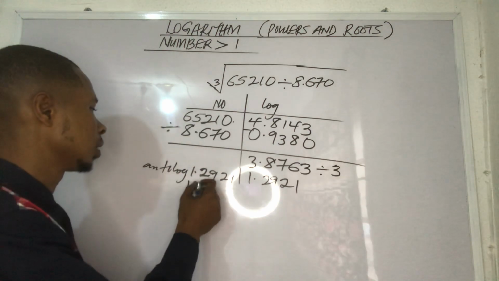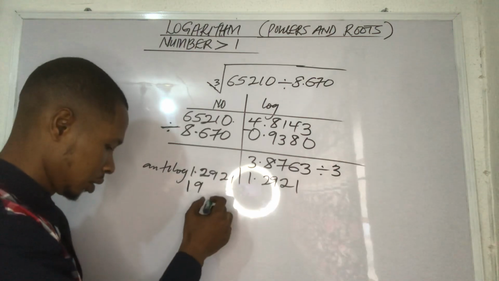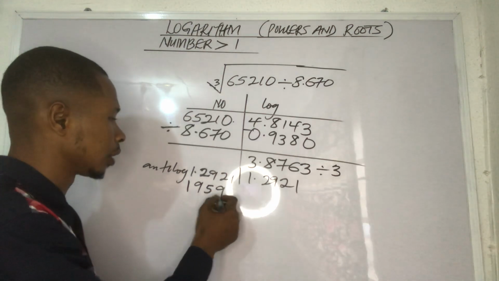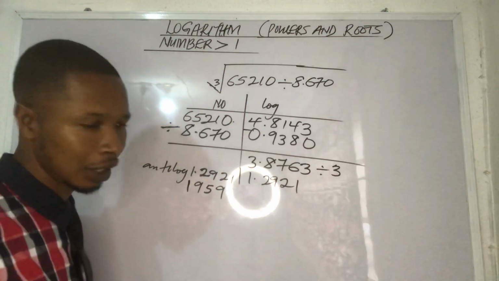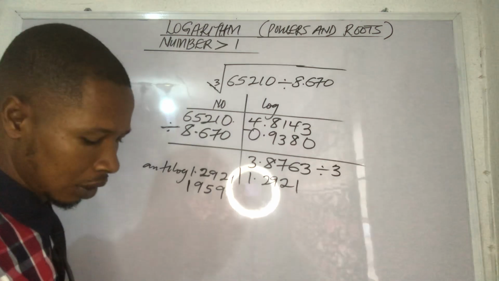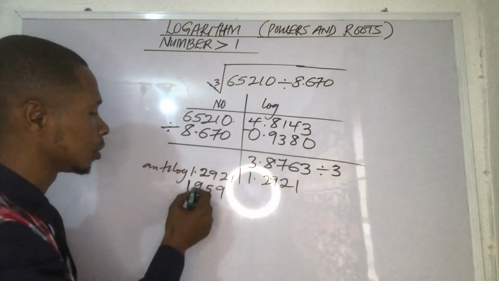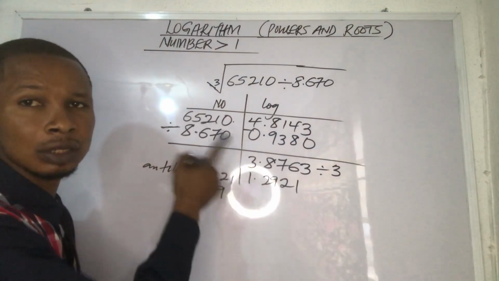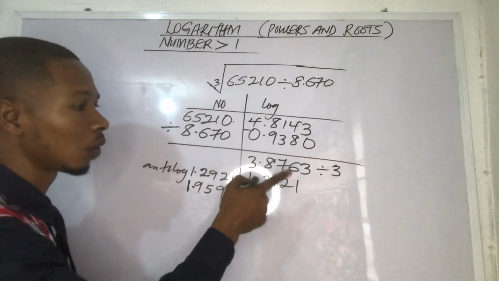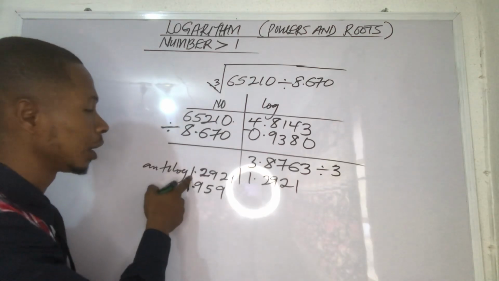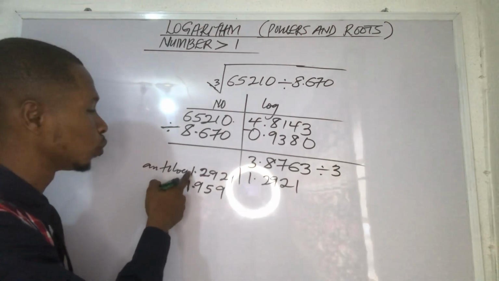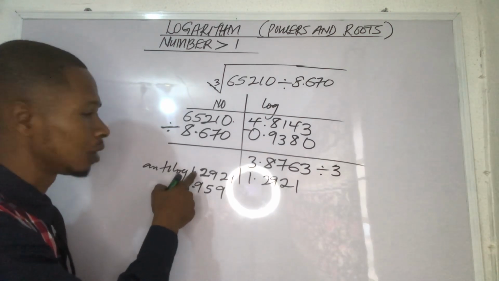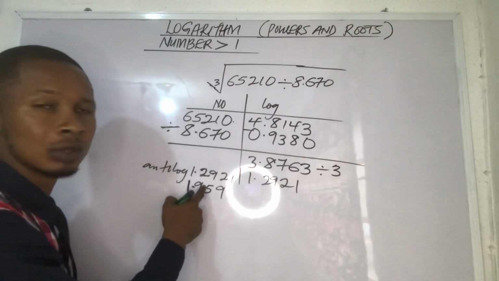So you have 1959. Now, in anti-log, the point is already in front of the first non-zero digit, and it can either move forward or backward. It will move forward if the number here is positive, and it will move backward if the number is negative. Since the number is positive, this point will move forward.